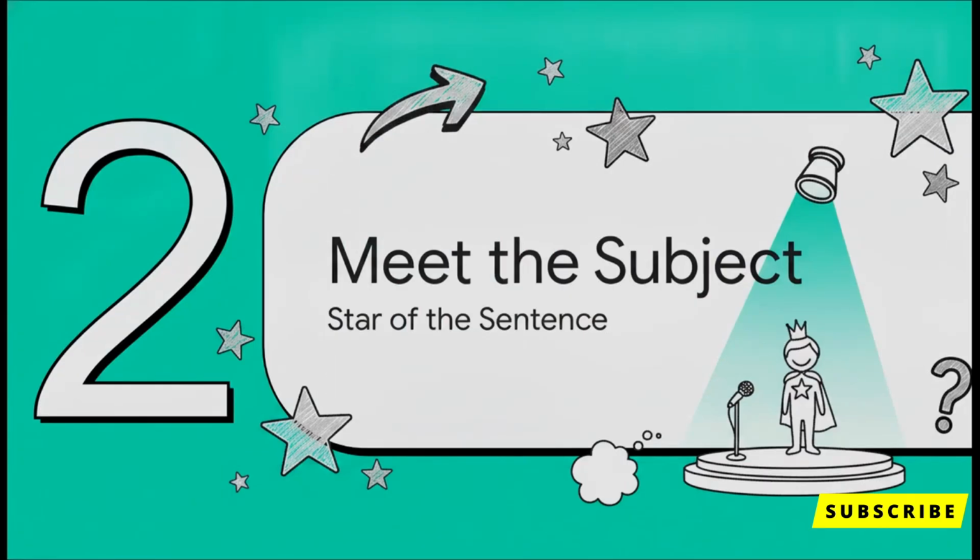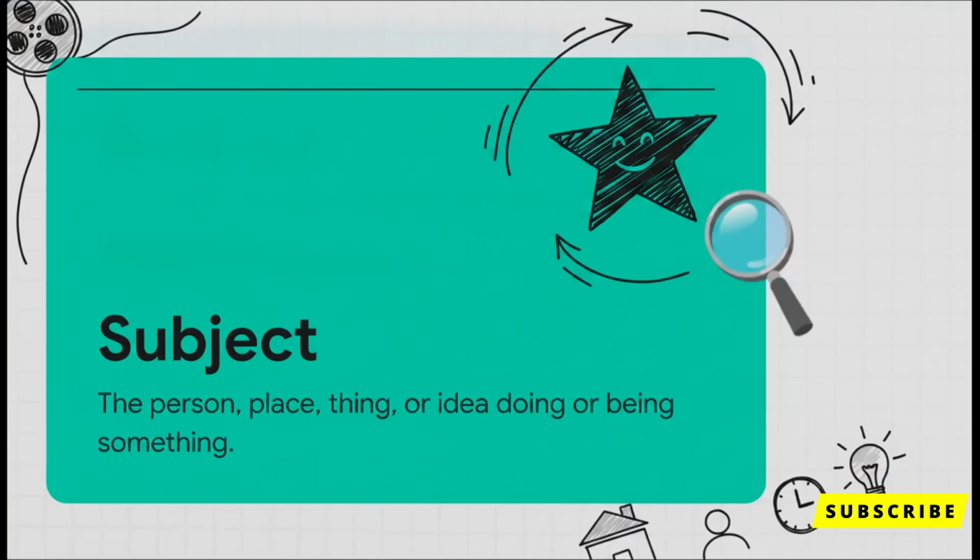Let's move to Section 2 and meet our first piece, the subject, the absolute star of the sentence. Let's look at the formal definition first. The subject is the person, place, thing, or idea that is doing or being something in a sentence. Okay, but let's put that into plain English. The subject is simply the who or the what of your sentence. It's the main character. If your sentence was a blockbuster movie, the subject is the star on the movie poster. Everything else happening in that sentence totally revolves around them.